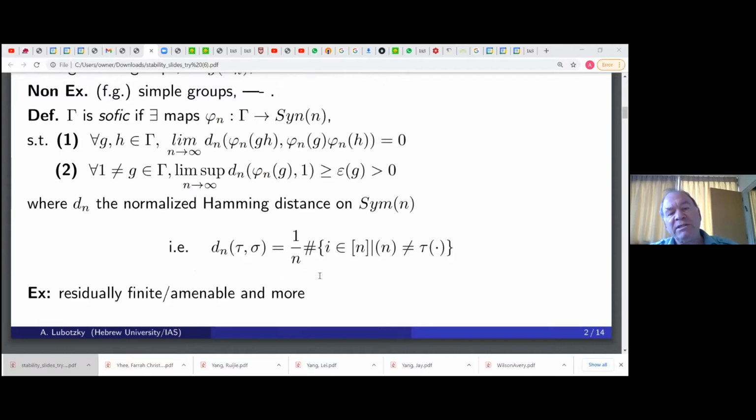It's a nice little exercise to see that every residually finite group is indeed sofic. And an even more interesting exercise, which I will not stop for, because even if you are kind enough to give me more than 12 minutes, I don't want to take too much more, is that every amenable group is also sofic. So Gromov and Weiss' notion of sofic was a kind of joint generalization of residually finite and amenable groups.